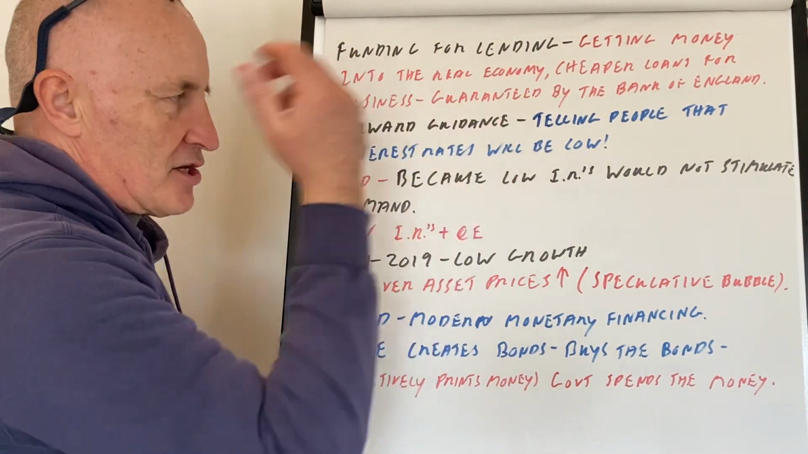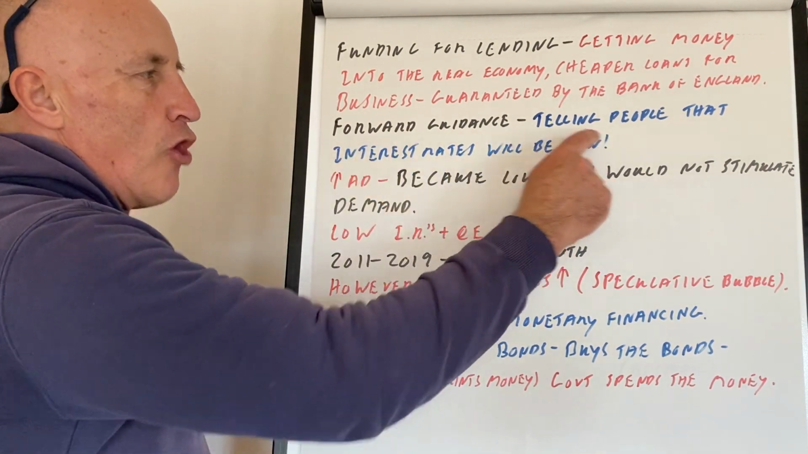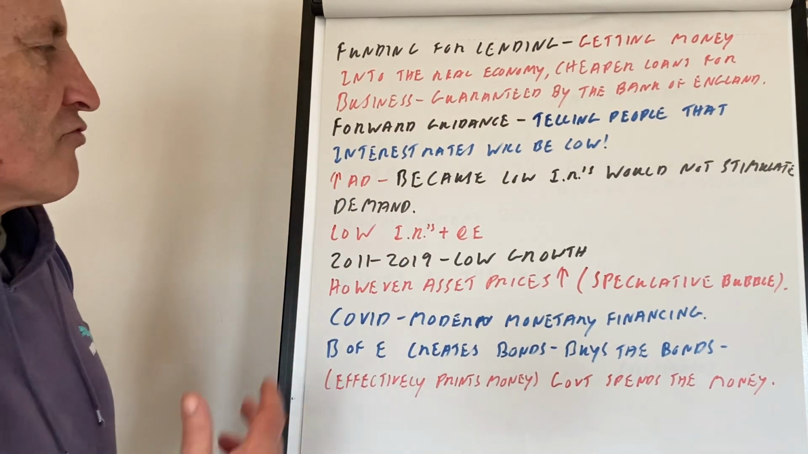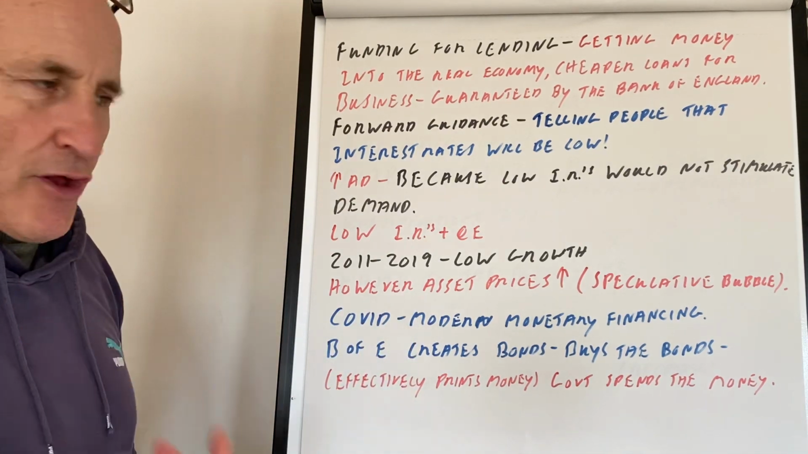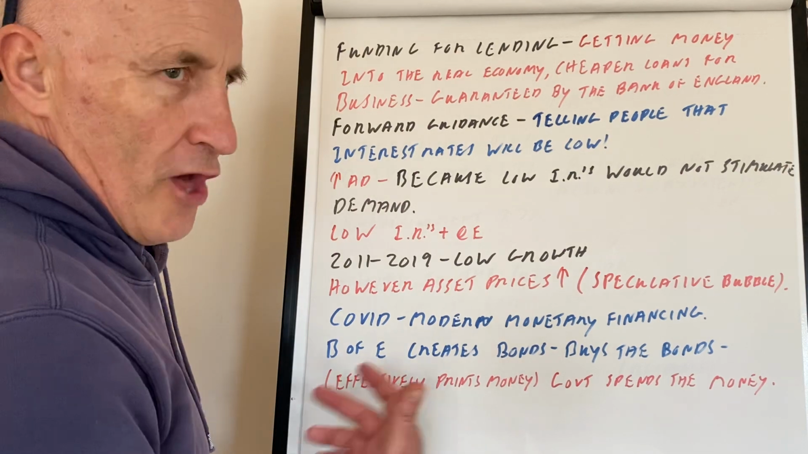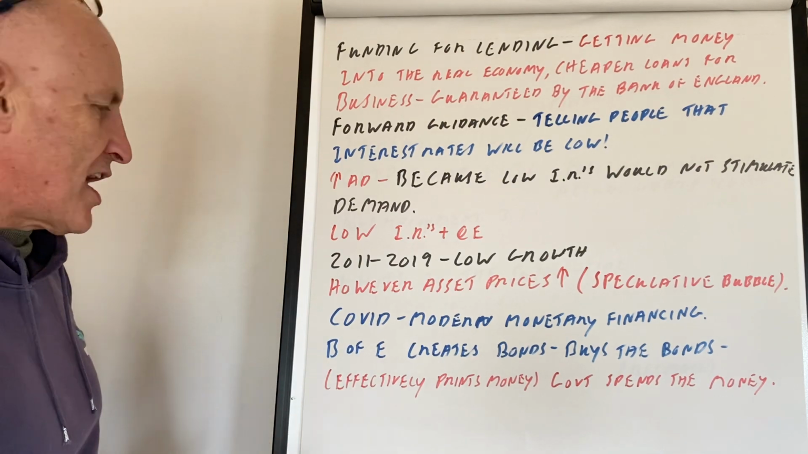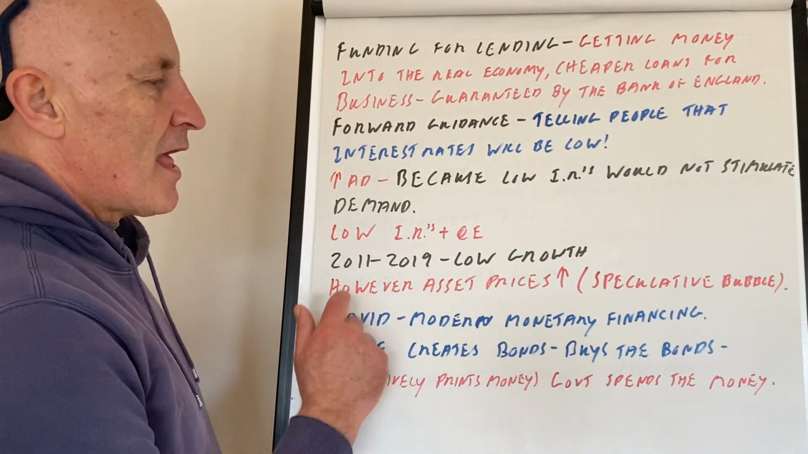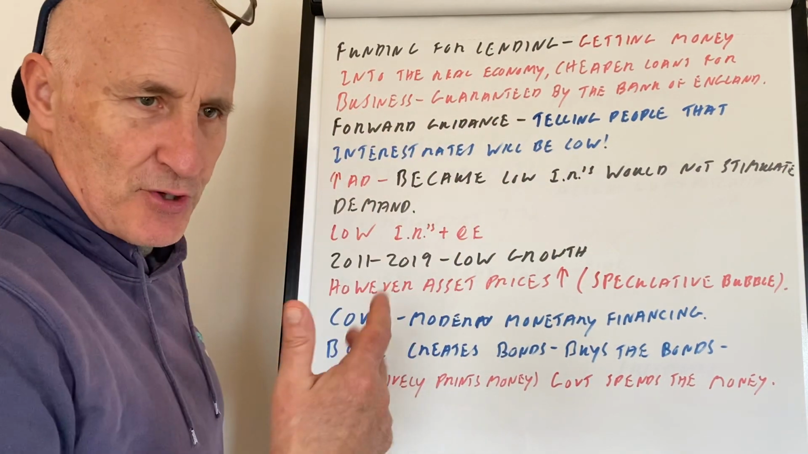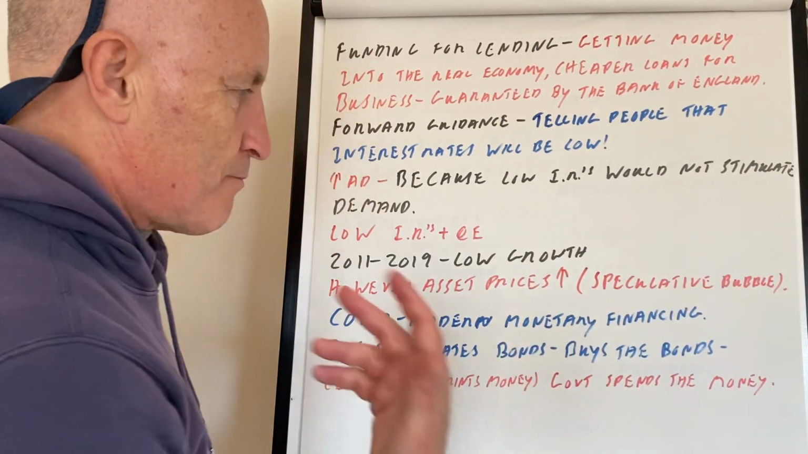Forward guidance here is telling businesses and consumers that we're going to have low interest rates for a long period of time. Okay, if we increase AD because we have low interest rates, that has not stimulated the economy, but if we have low interest rates plus QE, then hopefully that will work, and it did to a degree. Although between the years 2011 and 2019, we did have low growth. I think we grew by about 1% a year, maybe slightly above that. However, asset prices were rising quickly because there was no point saving money in the banks because the interest rate was so low. So that had the disadvantage of creating a speculative bubble.